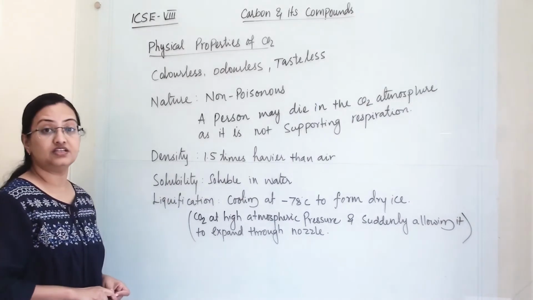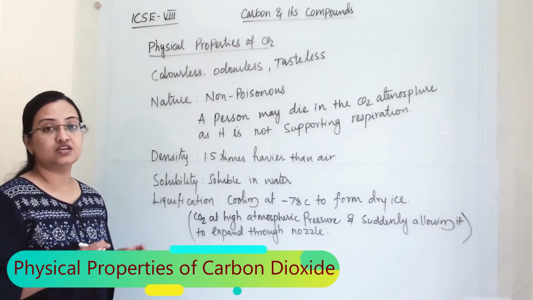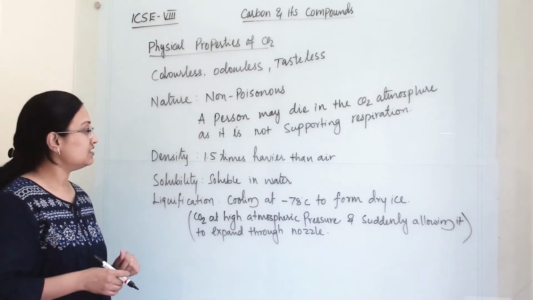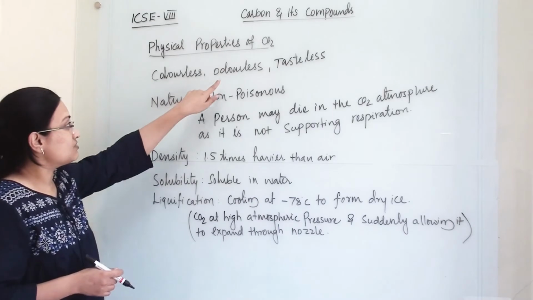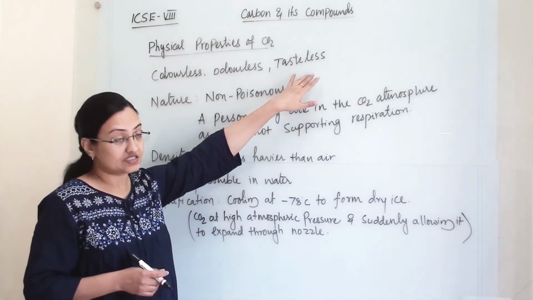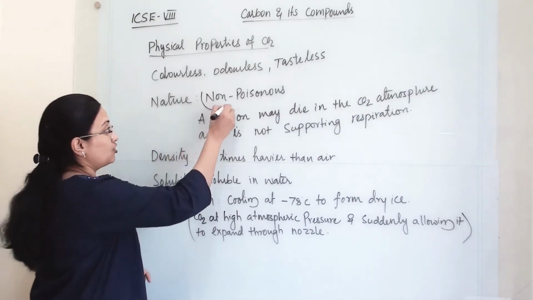Earlier we have studied the laboratory preparation of carbon dioxide and we have seen some of its properties. Here we are discussing in detail. It is a colorless, odorless and tasteless gas. The nature of carbon dioxide is non-poisonous.